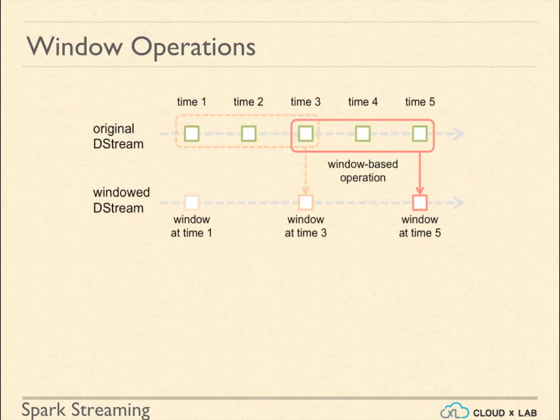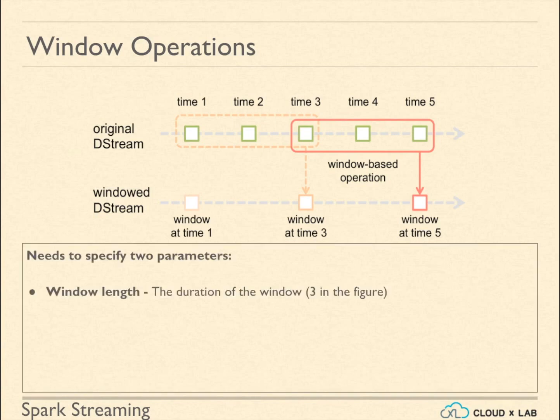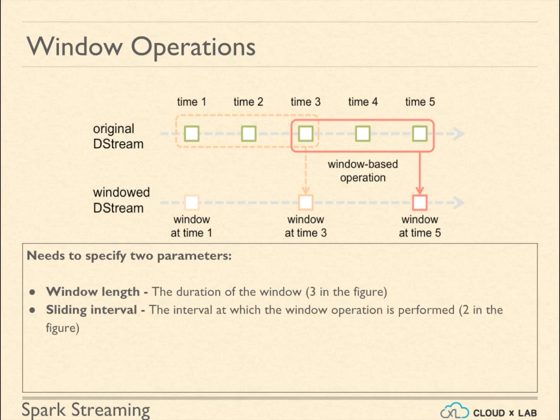As you can see in the diagram, in this specific case, the operation is applied over the last 3 time units of the data and slides by 2 time units. This shows that any window operation needs to specify 2 parameters. Window length is the duration of the window; it is 3 in the above diagram. The second parameter is sliding interval, the interval at which the window operation is performed; it is 2 in the above diagram.